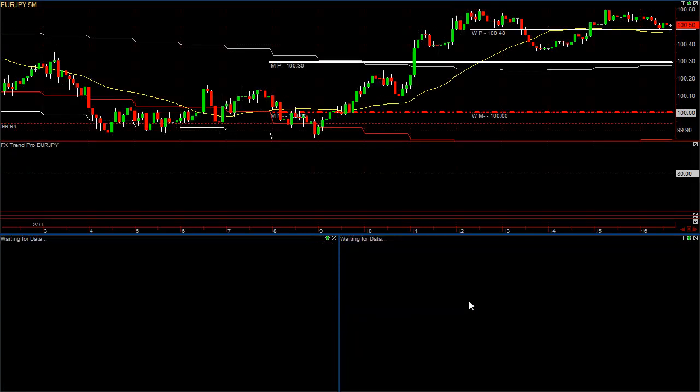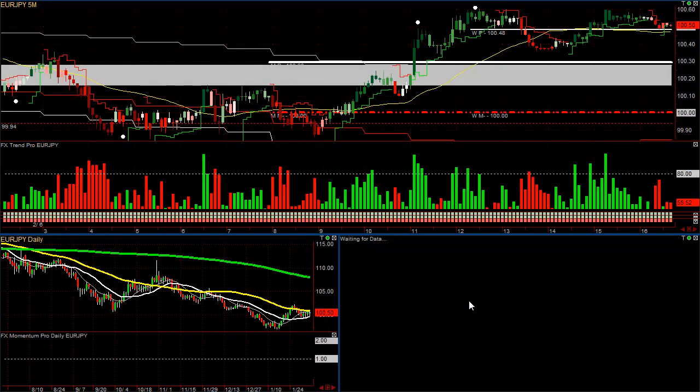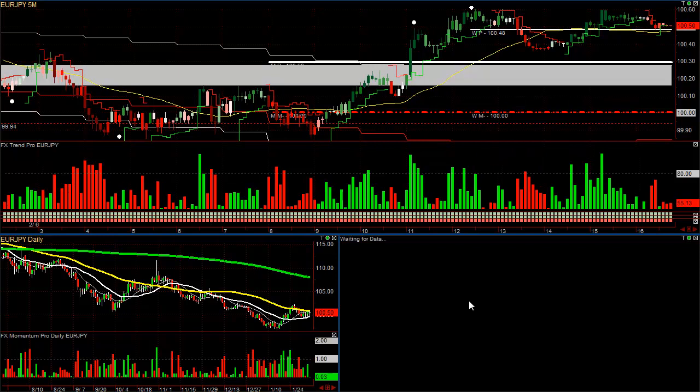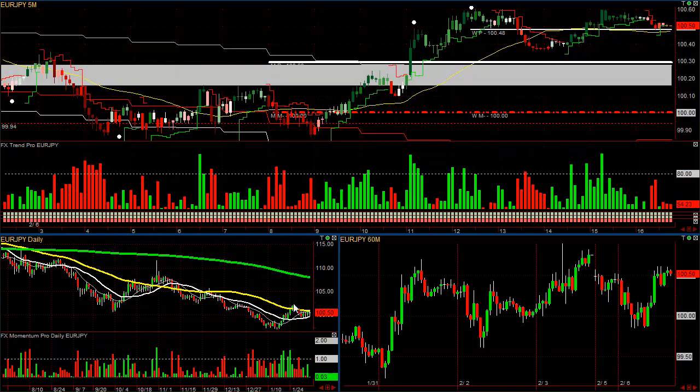Let's look at the euro-yen. We might have the same pattern on this. Now, by looking at the daily chart, you can see this is stuck between many major moving averages. You've got a 50-day moving average in yellow, 20-day moving average in the thick white. It's stuck in between there.